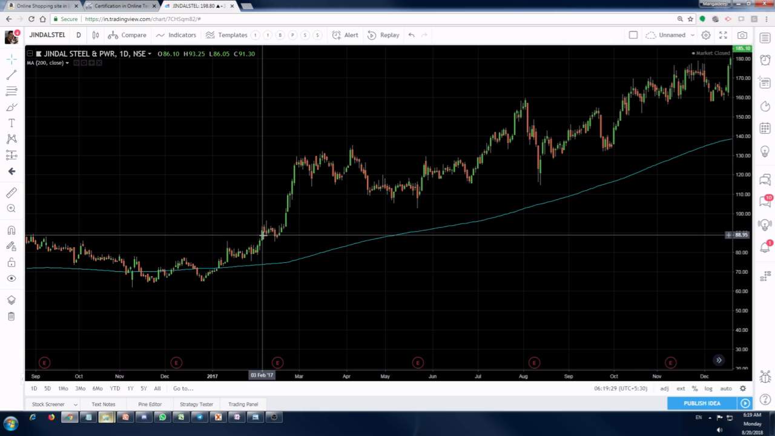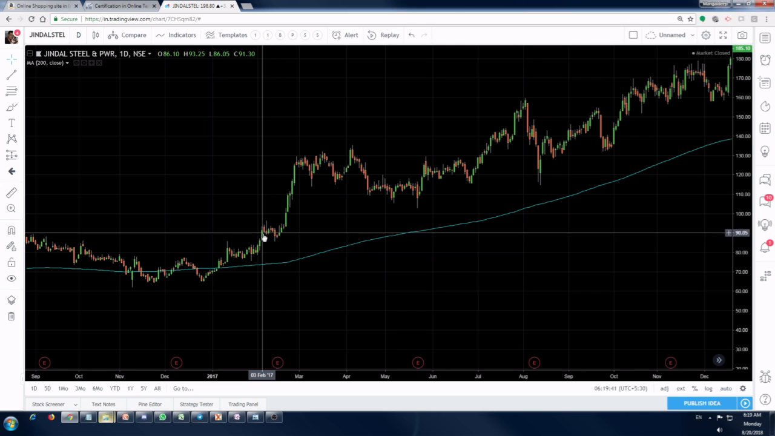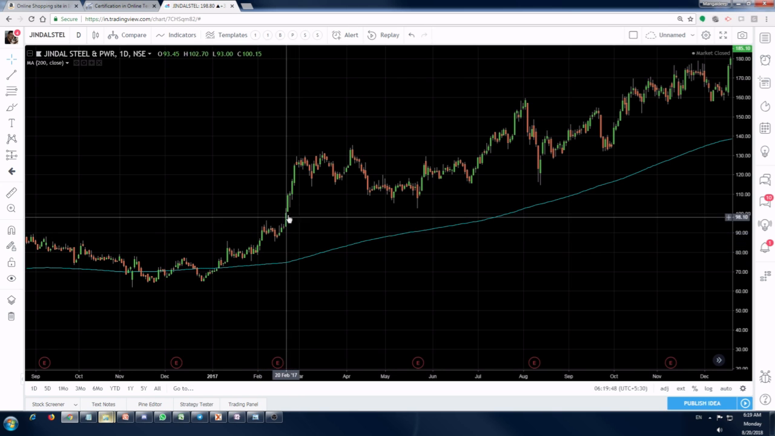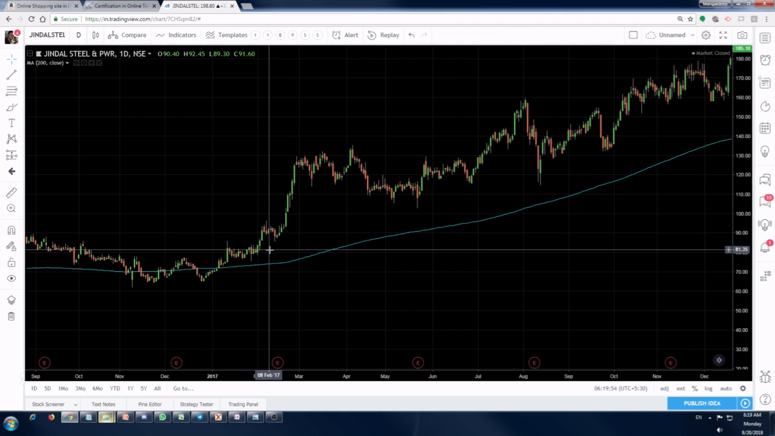Now let's say the next day you see a red candle here. Since you have seen the red candle, you will be very much interested to know till what point Jindal Steel will retrace. Only if you know the retracement points can you decide whether you will continue holding the trade or it is time for you to exit the trade. This is the point where we know that we need to use the Fibonacci retracement. We need to draw the Fibonacci retracement.